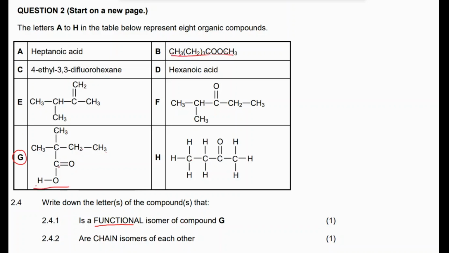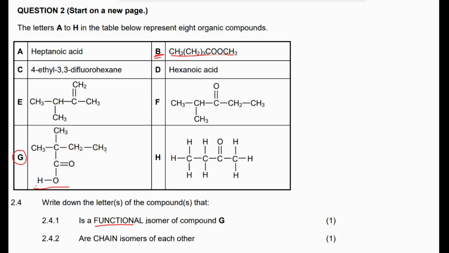Right, let's check compound G. Compound G is a carboxylic acid. And then compound B is an ester. So they belong to different homologous series. But are their molecular formulae the same?